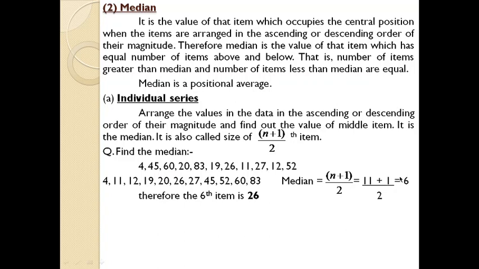Remember, the value that is generated from that equation is not the answer, that is just the position of that value. Here 6 means you have to go for the 6th item. The 6th item is 26. So this is how you have to deal with the median in case of an individual series.